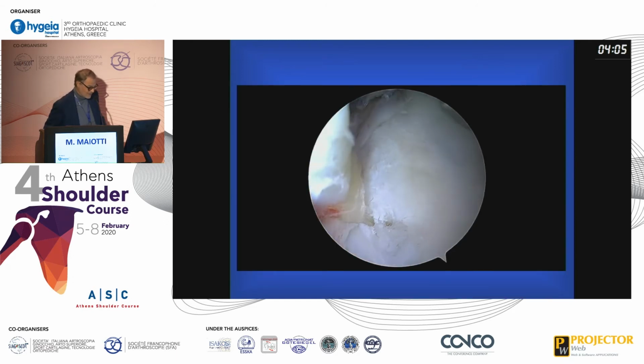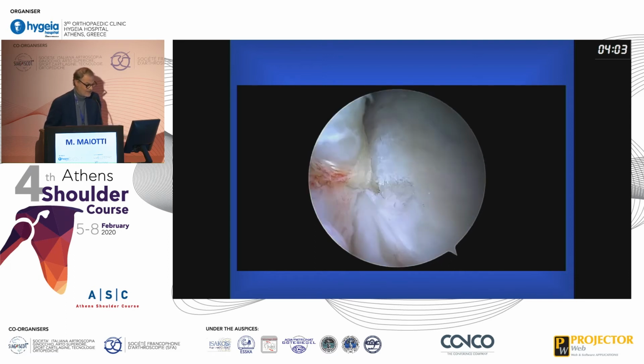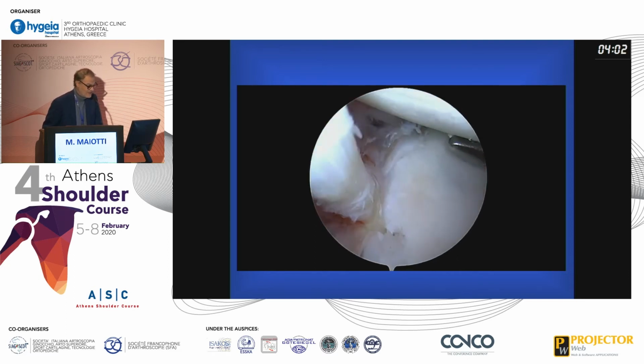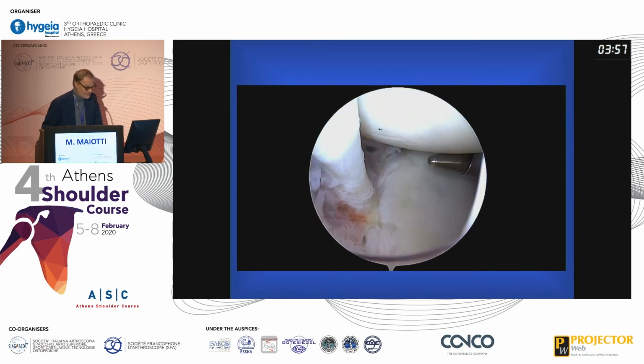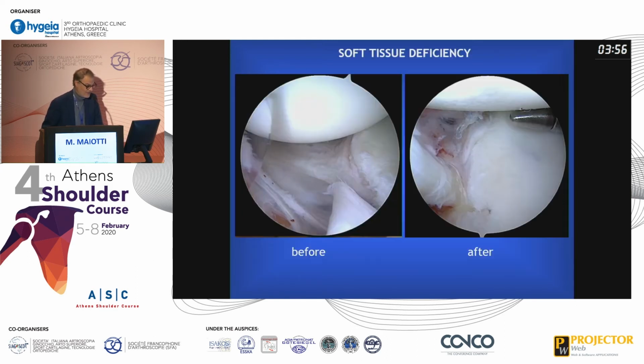So here, from up, you can see the Bankart repair in the inferior and the tenodesis in the north. And the head is recentered, before and after.